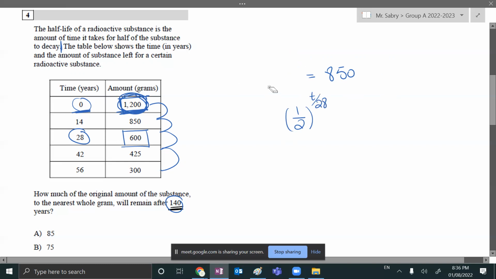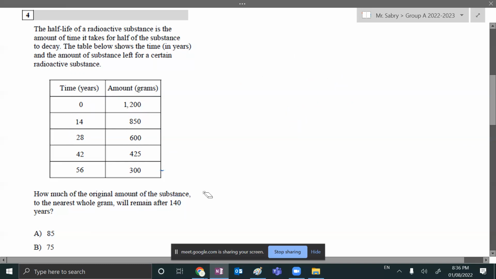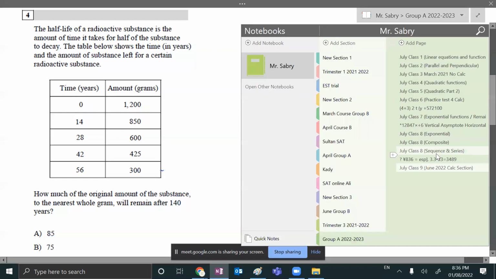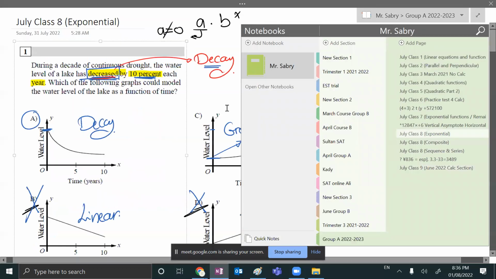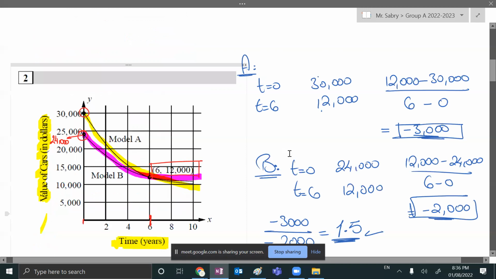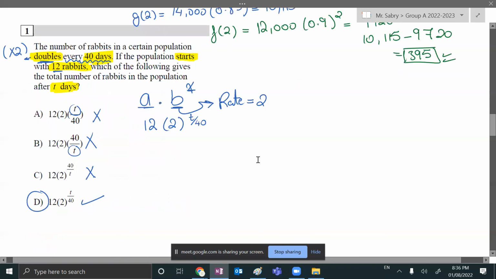This means that the power, if you remember, should be divided by 28. Let me re-say this. You remember, guys, I got you confused always. Give me a second. You remember yesterday when we had this question, where was it? Yep, this one.